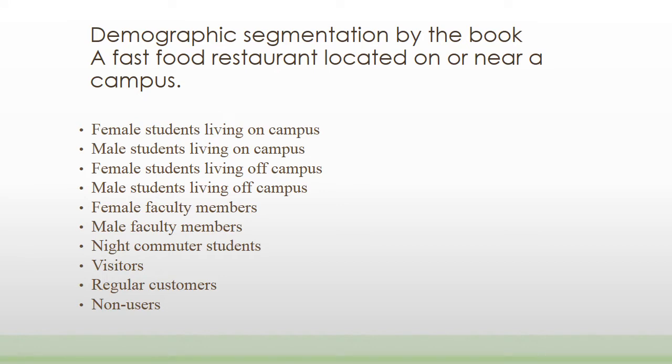In terms of demographic segmentation of fast food restaurants, they identified female students living on campus, male students living on campus, female students living off campus, male students living off campus, female faculty members, male faculty members, night commuter students, visitors, maybe even regular customers or non-users of the product. So these are some examples of the demographic segmentation that your book had suggested.